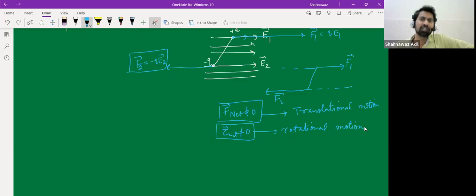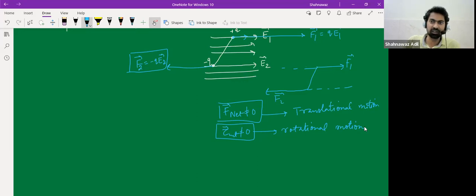Let's say you have a cylinder, and you are just kicking that cylinder. It will rotate and then move further. It is rotating, which means it has a rotational motion, and it is moving further, which means it has a translation motion. Understood, guys?